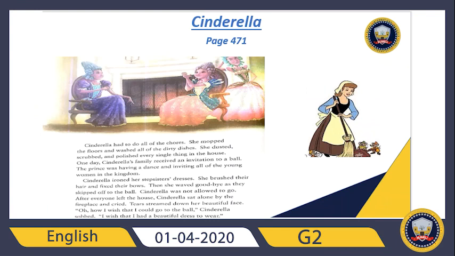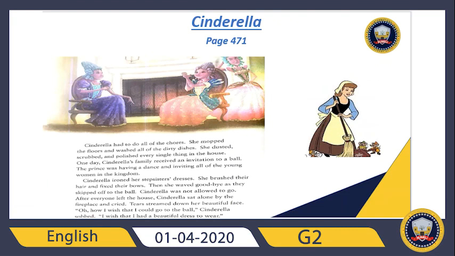Cinderella dressed up her stepsisters. She brushed their hair, she fixed everything for them, and she waved them goodbye. She was not allowed to go to the party. Why? Because her stepmother was jealous of her. She didn't want the prince to see Cinderella because she knew that she is very beautiful. Her stepmother wanted the prince to see her daughters so that he could fall in love with one of them and marry her.